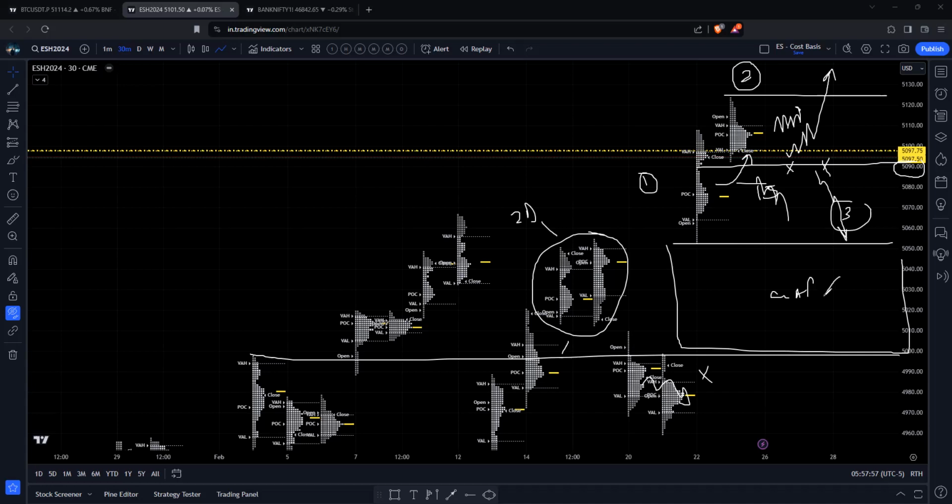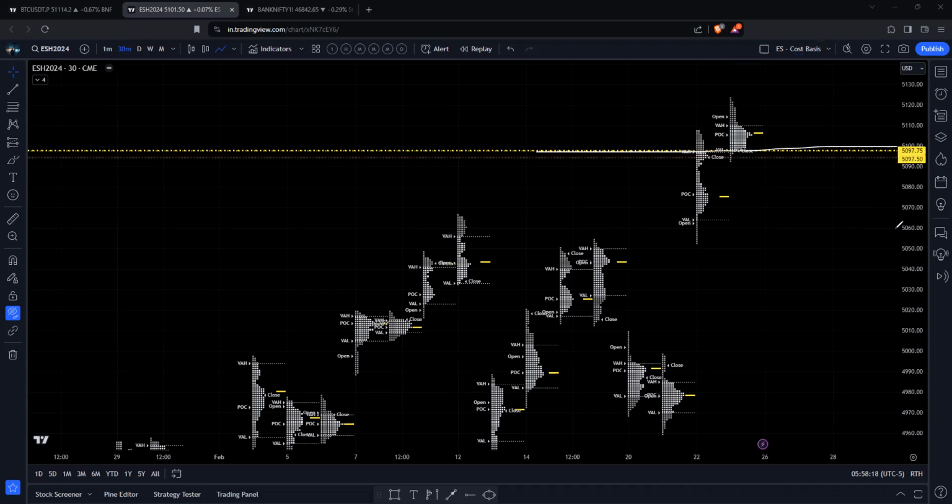If the gap does not get filled, then obviously it is going to add pain to a lot of sellers or trapped shorts who are below 5,000, who are below 5050, and again, who are below 5100, right? So these are the three zones where I'm seeing a lot of shorts will be trapped. And that's how I'll be observing the levels.